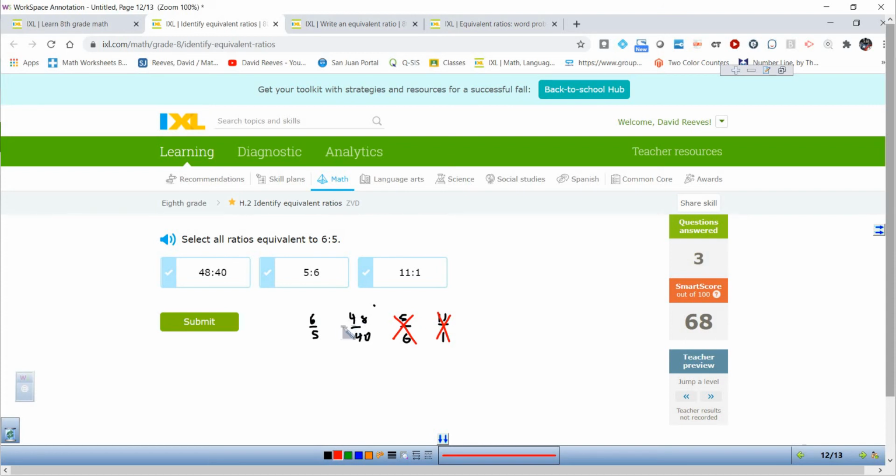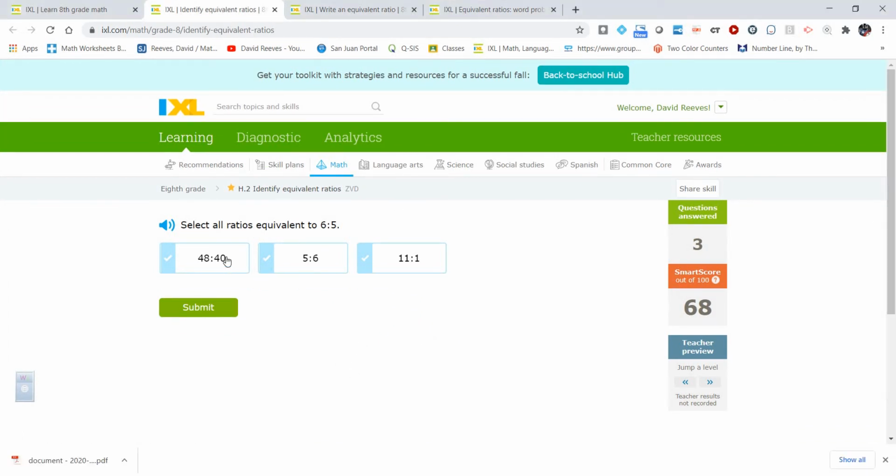Is it 48 over 40? Well, here's an example of one you would not want to cross multiply, but do you see that 6 times 8 is 48 and 5 times 8 is 40, right? So this one is yes and the other two are no. All right. Does it get much more challenging?